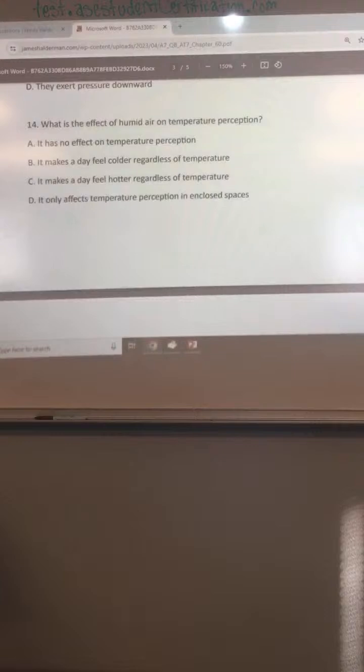Okay, 14. What is the effect of humid air on temperature perception? C. What's that? C? It makes the day feel hotter regardless of temperature. That is your perception of humidity in the air, yeah. So C for 14.